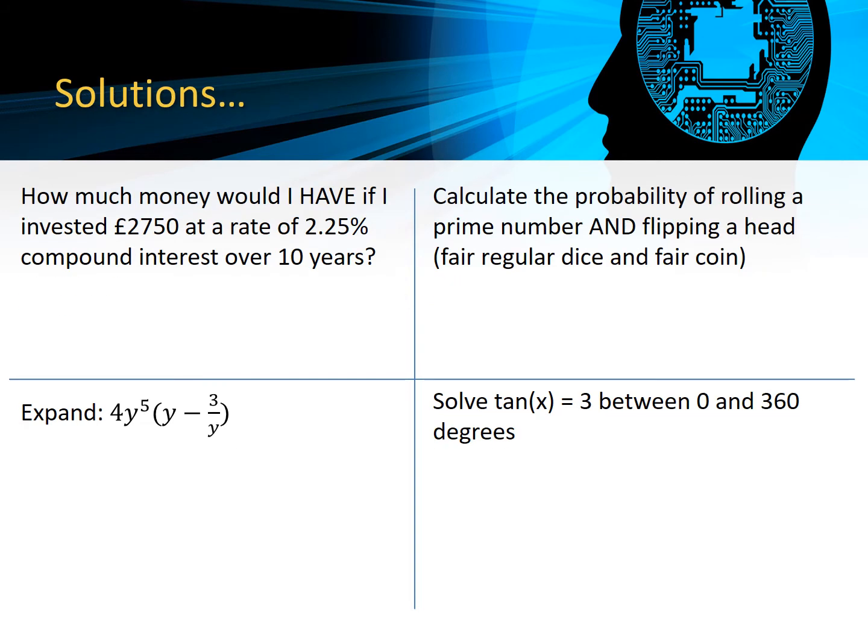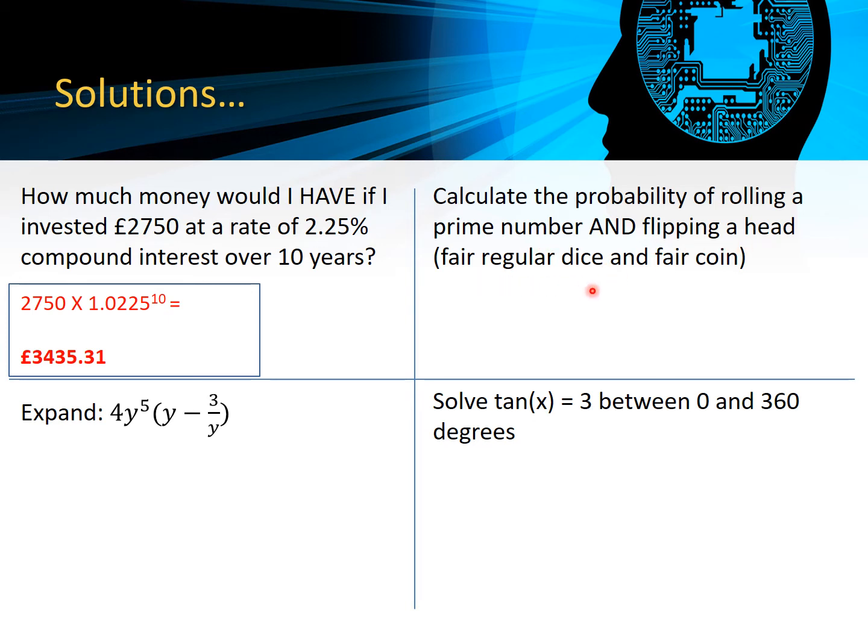And here are the solutions. So the first question, how much money would I have if I invested £2,750 at a rate of 2.25% compound interest over 10 years? So your calculation here is what you started with, 2750, multiply by a multiplier. So this is 1.0225 to the power of 10, because you've got 10 years. And type it in your calculator, you're going to get an answer. The decimal continued, so remember we're dealing with money, so I've rounded it to 2 decimal places, and they are my pence.